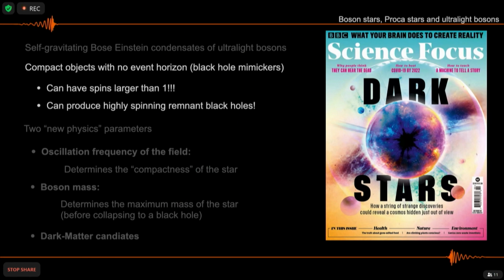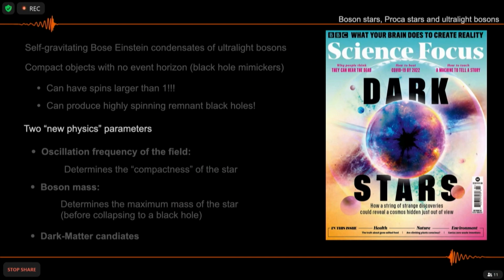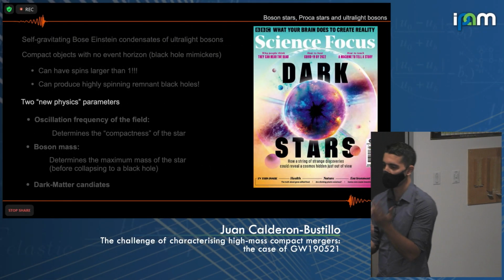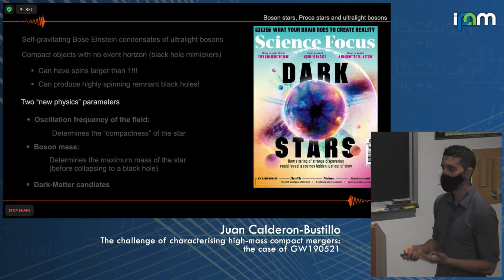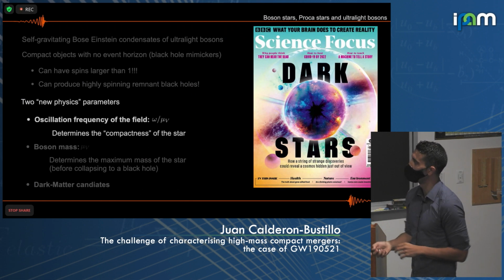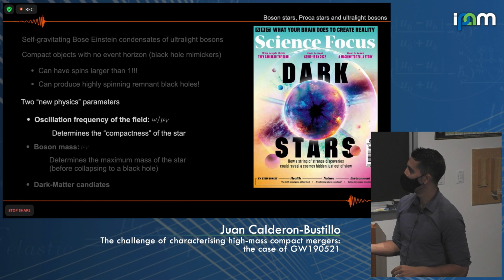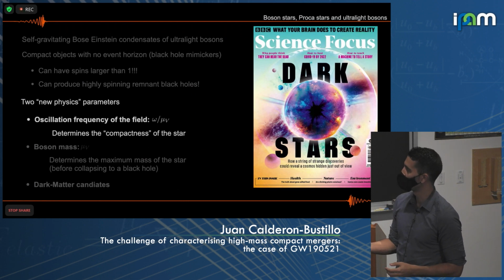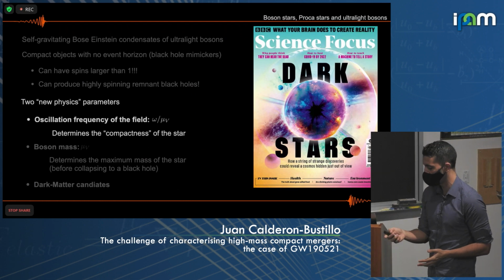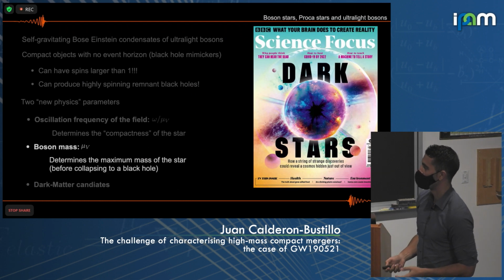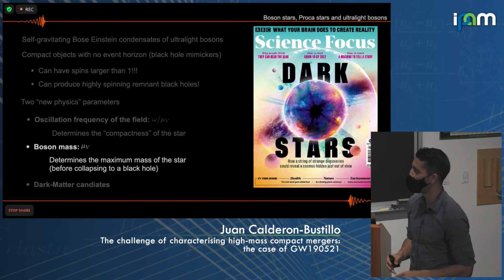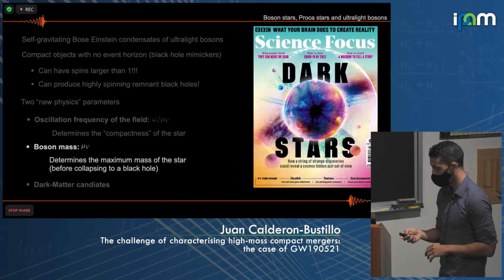And of course, they can give us a highly spinning remnant black hole. A boson star merger is going to have the same properties as a black hole merger: inclination, masses, spins, etc. But there will be two particular physics parameters that are new for boson stars. One is the oscillation frequency of the bosonic field, and this determines the compactness of the star, so how similar to a black hole it is. The other is the boson mass, which, once you have the oscillation frequency, determines the maximum mass that this star can have before imploding into a black hole.